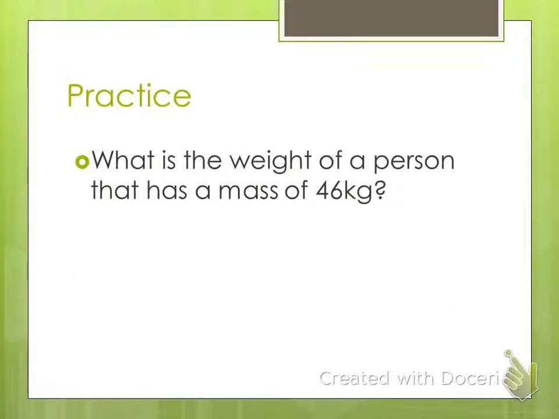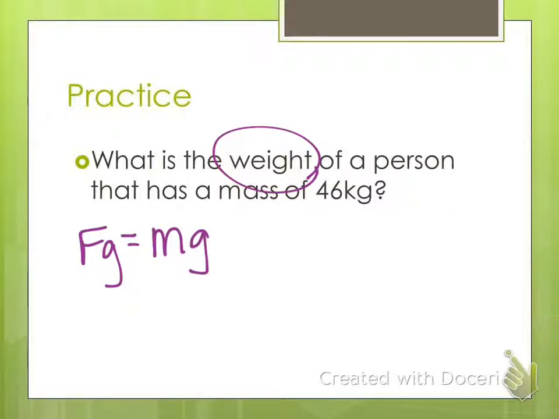Remember, weight and mass are two very different things. Weight has to be in newtons. Mass is in kilograms. So whenever we say weight, you should think F sub g. Okay, or if it says it weighs this much, weight, you have to think F sub g. And F sub g means mass times gravity.